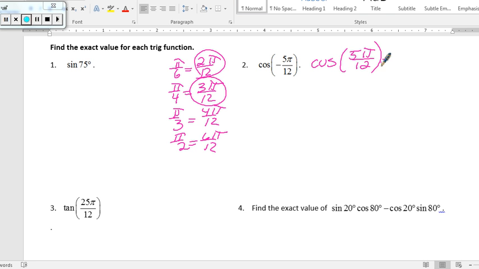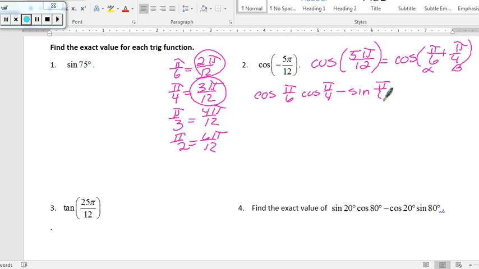So what I'm going to be working with is the cosine. I'm going to rewrite this as pi over 6 plus pi over 4. So we're going to be using our second formula down on the left. Alpha is going to be pi over 6. Beta is going to be pi over 4. So filling everything in, I'm looking at the cosine of pi over 6, cosine of pi over 4, minus sine of pi over 6, sine of pi over 4.